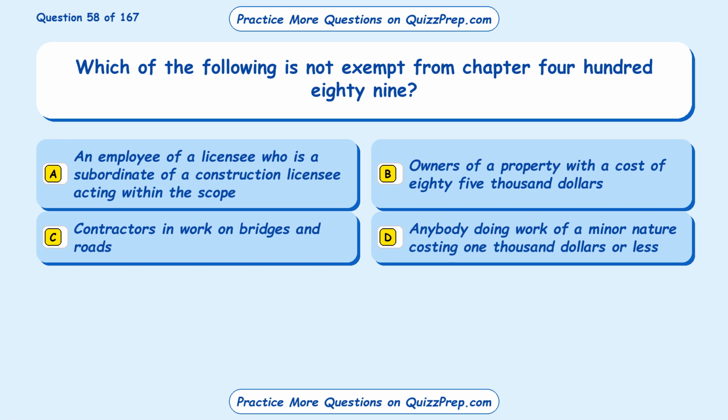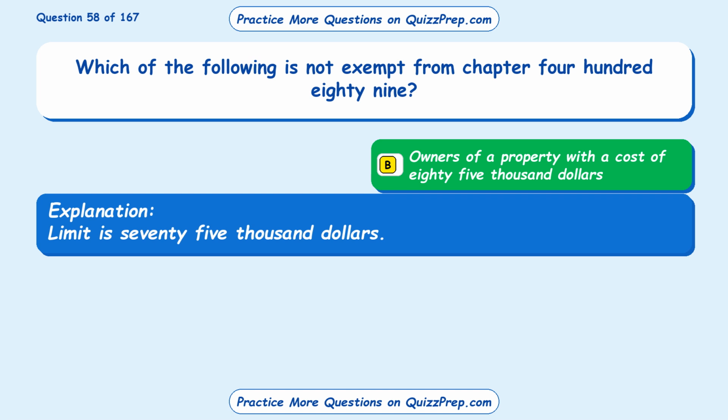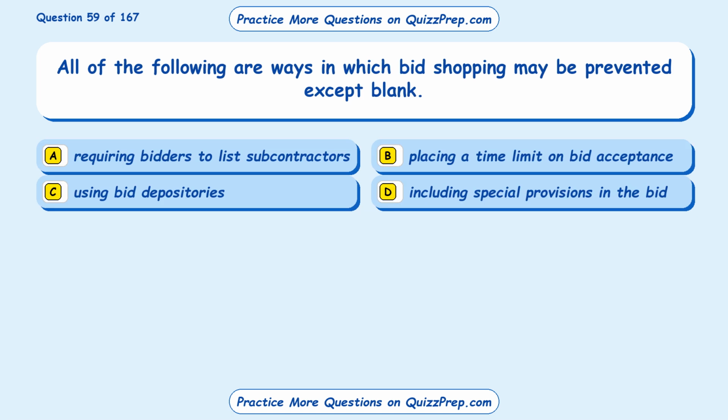Question 58. Which of the following is not exempt from Chapter 489? Option A. An employee of a licensee who is a subordinate of a construction licensee acting within the scope. Option B. Owners of a property with a cost of $85,000. Option C. Contractors in work on bridges and roads. Option D. Anybody doing work of a minor nature costing $1,000 or less. The correct answer is option B. Owners of a property with a cost of $85,000. Limit is $75,000.